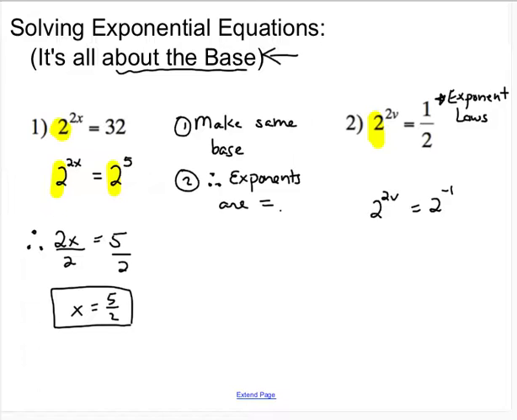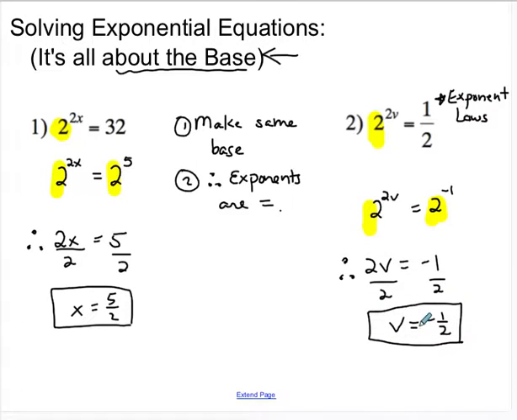Okay. So now I've got the bases are the same. And so I can just come in and say, therefore, this exponent must be equal to this exponent. So dividing both sides by 2, v must be equal to negative 1/2. I can plug it in. 2 times negative 1/2 is negative 1. So that means 1/2 would be equal to 1/2.